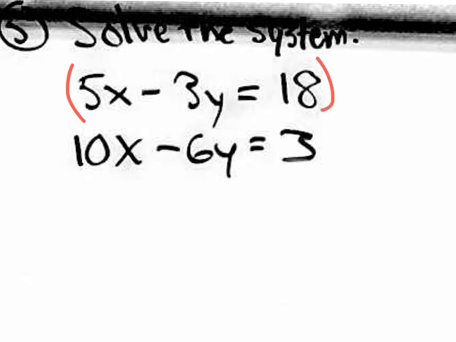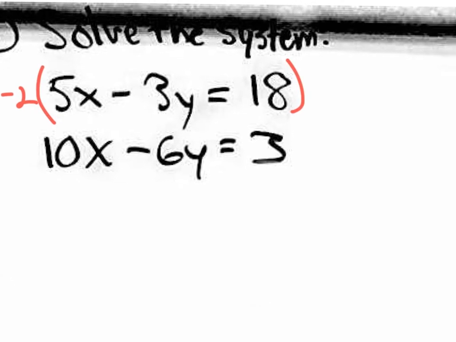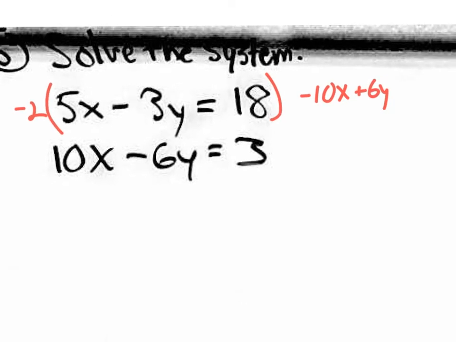X's. I want to multiply by -2 to make this 5x a negative 10x, so it'll cancel with the bottom 10x. So if I do multiply by -2, I will get negative 10x. I'll get positive 6y. And I'll get negative 36. Okay, and the bottom one, I'm not going to do anything to it. I'm just going to rewrite it.